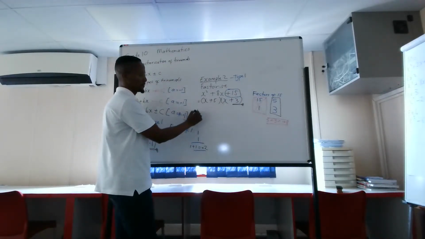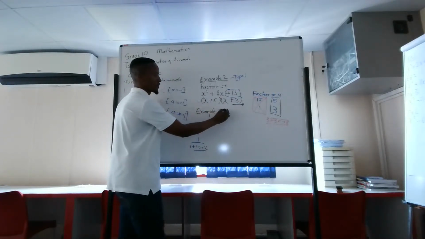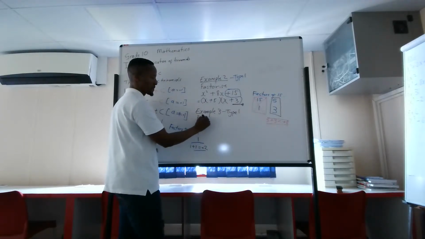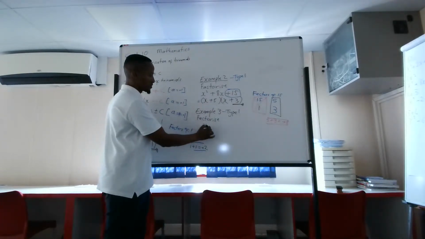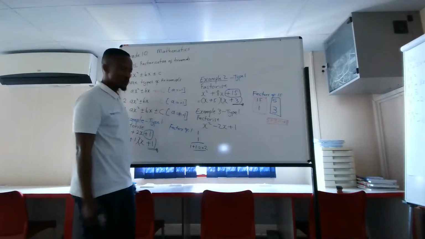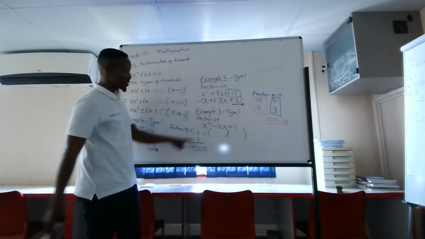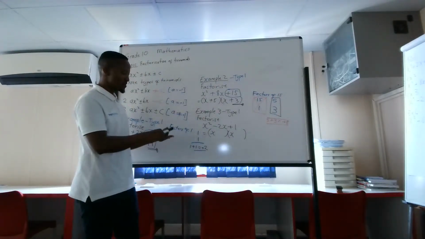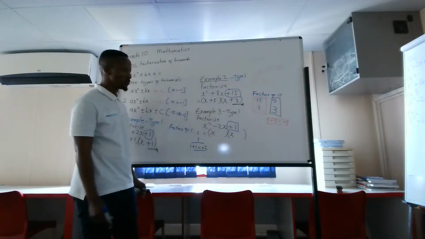Example 3. Still on type 1. Factorize x squared minus 2x plus 1. The first term is x squared. We will have x and x. Our last term is positive 1. We must find the factors of positive 1.